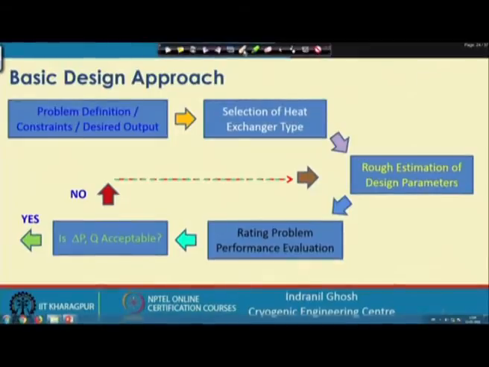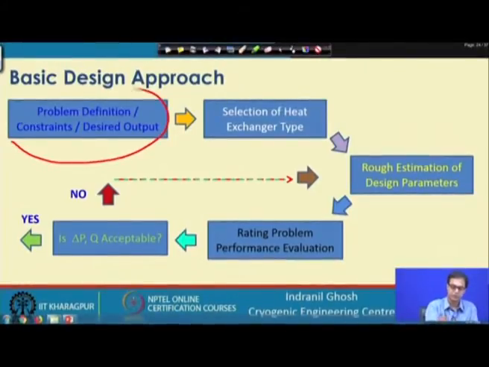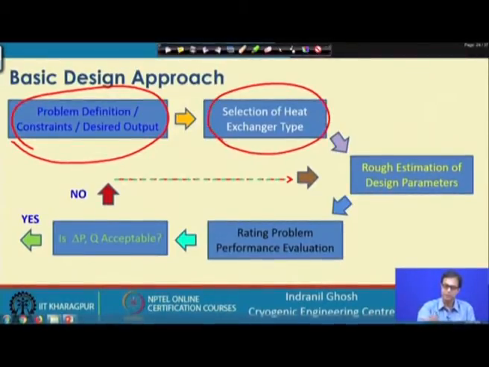first of all we need to define the problem: what is the problem definition, what are the constraints, what are the desired outputs. Based on that, if we have all this information with us, we first select the type of exchanger that we are planning to design. So, we will select the type of exchanger we are going to design. For this case it is already fixed, and we have decided this is the shell and tube type.